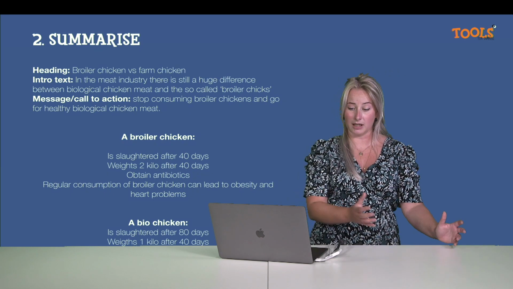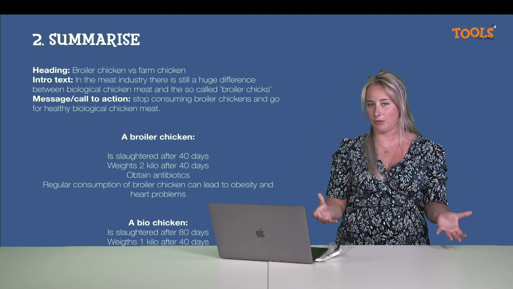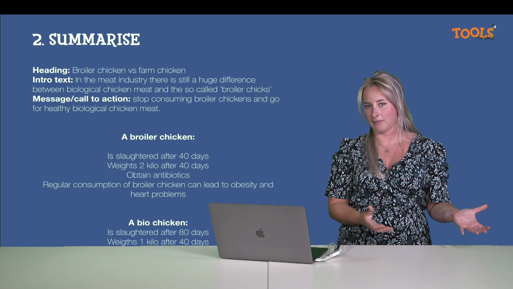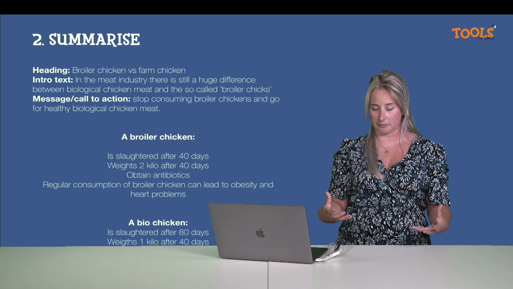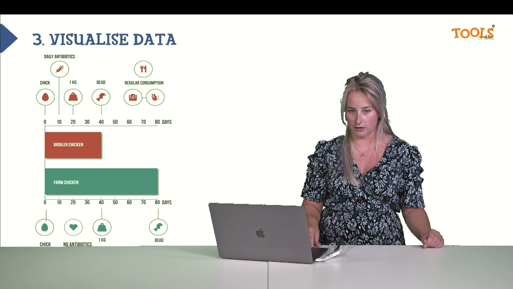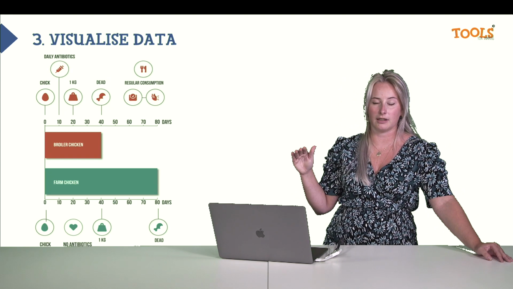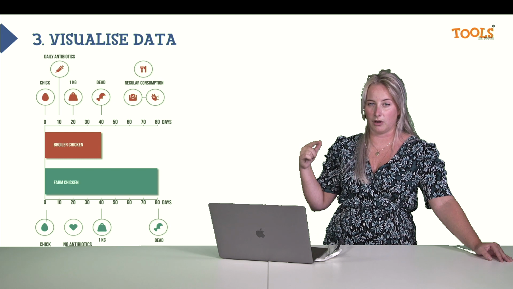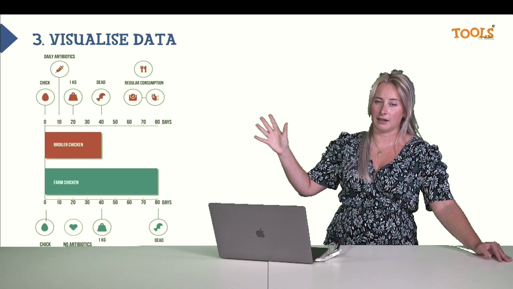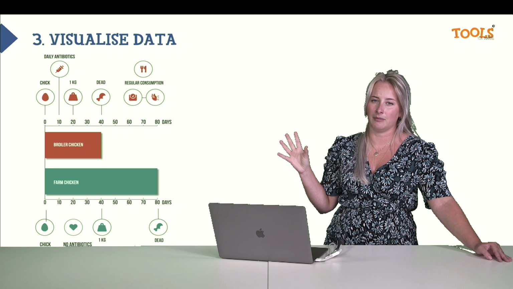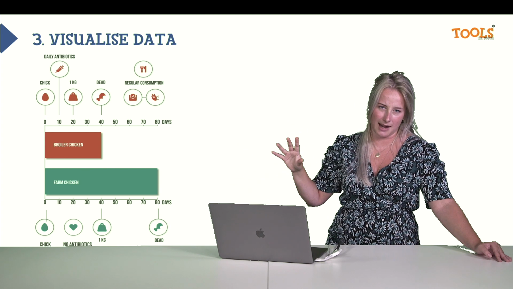Because now I'm going to really visualize this information, and I think about what kind of basic form of infographic fits my text. I see a lot of days, so I'm going to choose a timeline, and I visualized it into this. So you can see I made a difference between the broiler chicken and the farm chicken with 2 different colors. So I chose a green for my biological chicken and a kind of red for my broiler chicken, because I also want to show the comparison between good and bad.